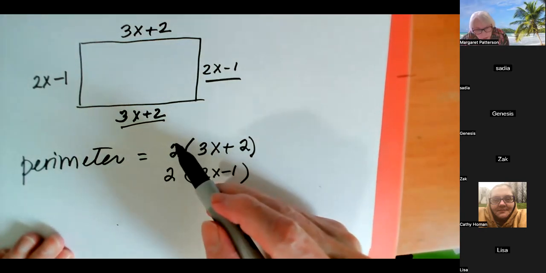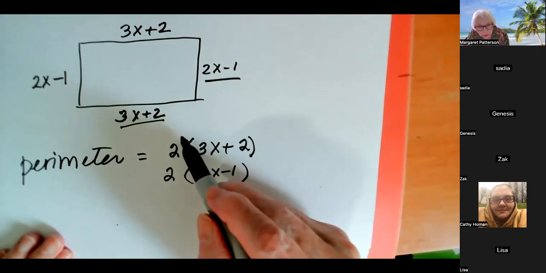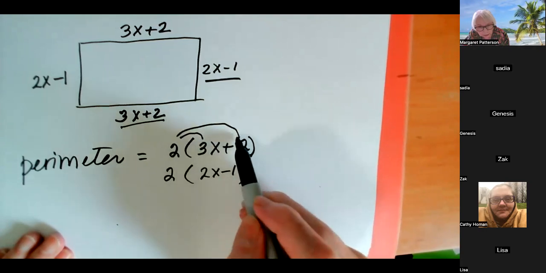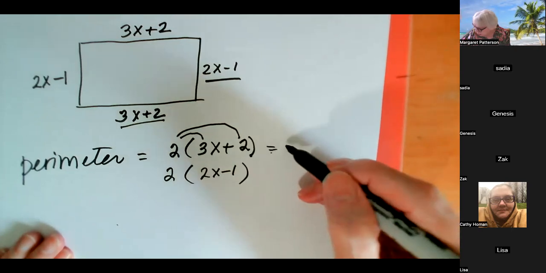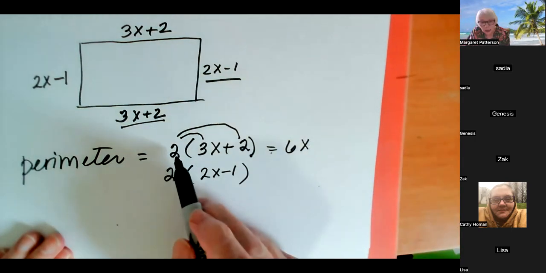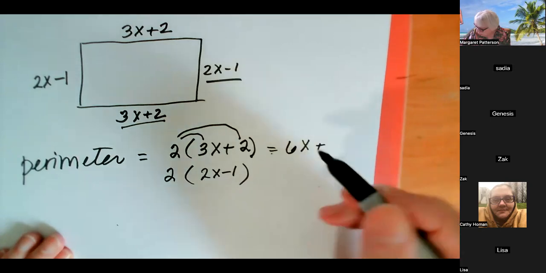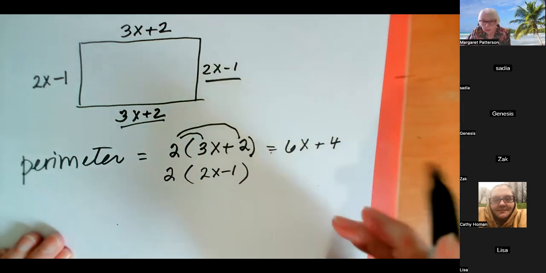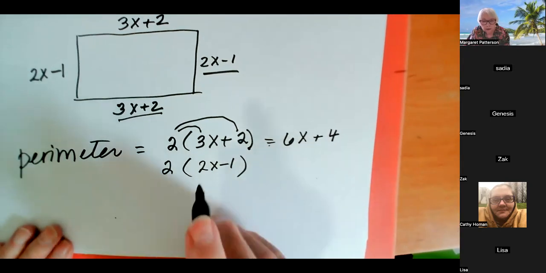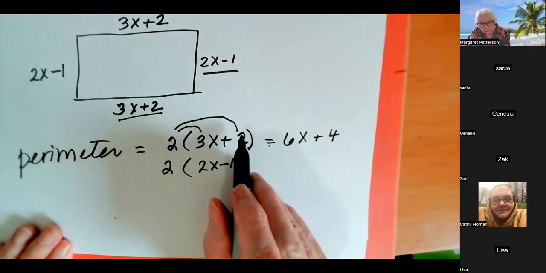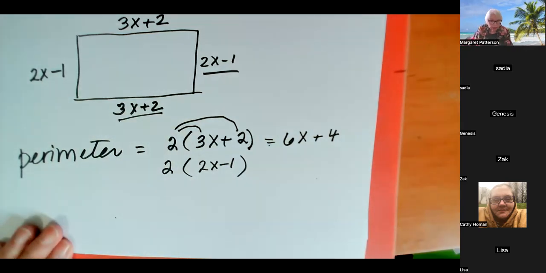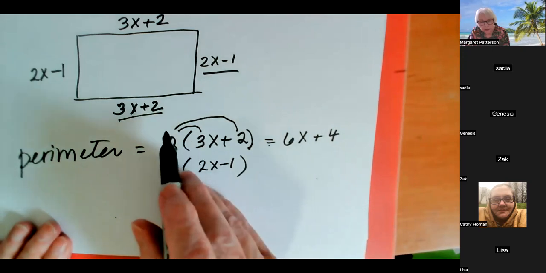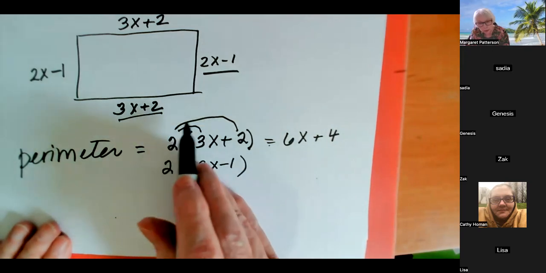So I need 2, and I have to distribute it to both because I need to double the whole thing. So this would be 2 times 3x. That would be 6x. And plus 2 times 2 is 4. Everybody good with that? Somebody taught me to do these lines, and I can't stop it. So I've been doing it for a long, long time. But I think it helps to remind you that the 2 goes to both of them.